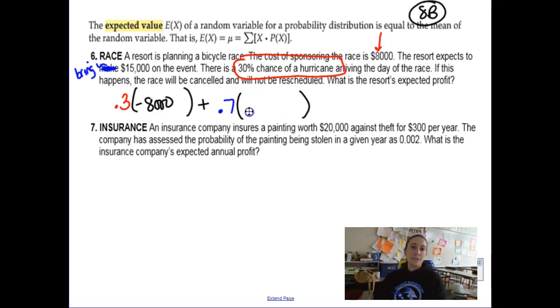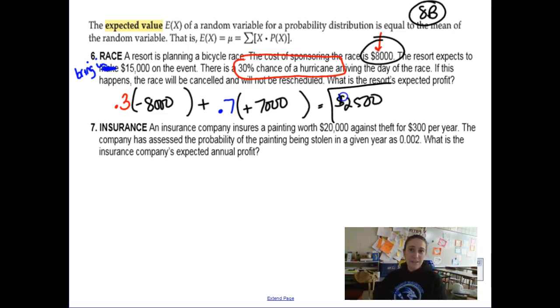And then the money that we're bringing in here is, remember, it brings in $15,000, but you had to spend $8,000 to hold the race. So can I just say we're bringing in $7,000 rather than writing $15,000 minus $8,000 if it bothers you? Anyway, I'm going to type this on my calculator, and I already did this, and I get $2,500.